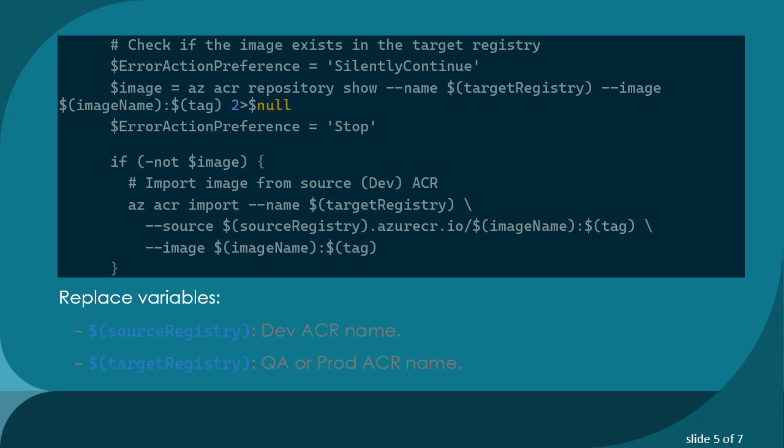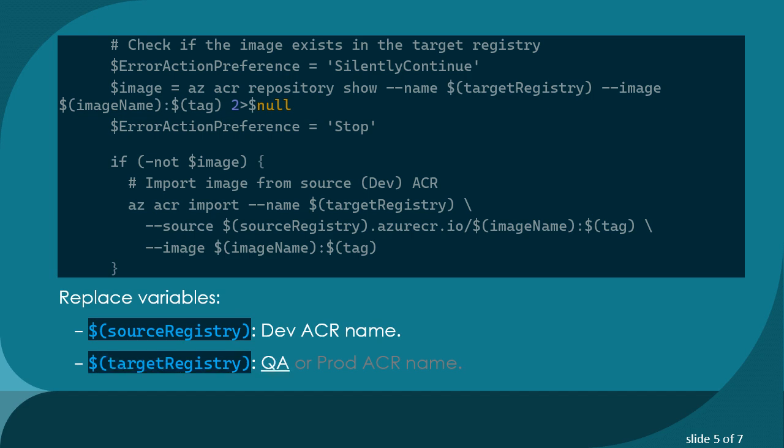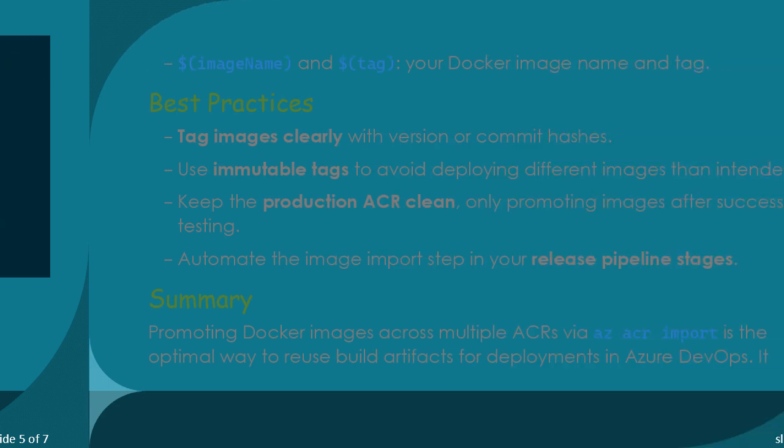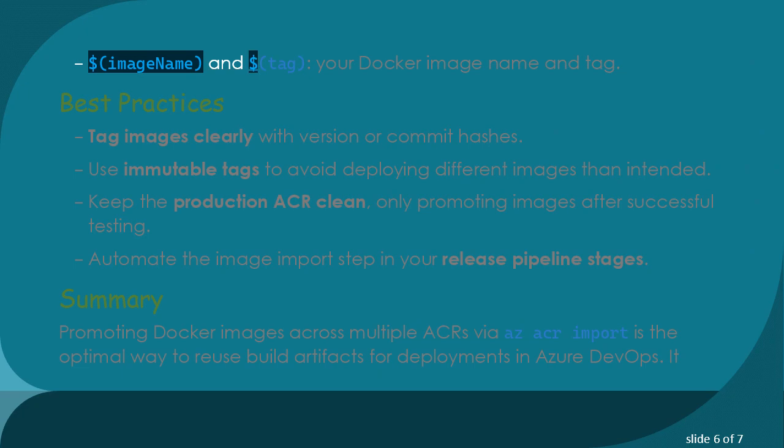Replace variables. $source registry: dev ACR name. $target registry: QA or prod ACR name. $image name and $tag: your Docker image name and tag.